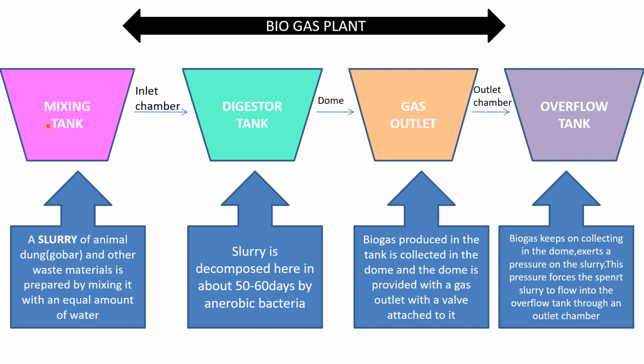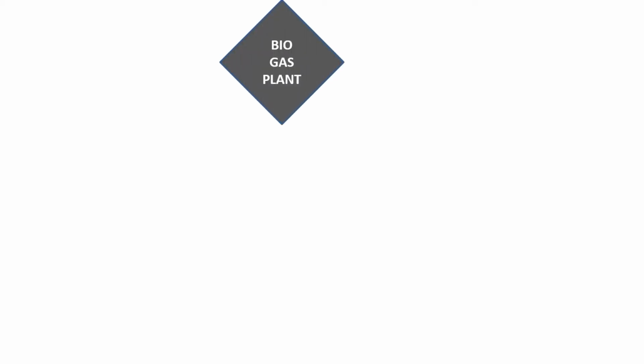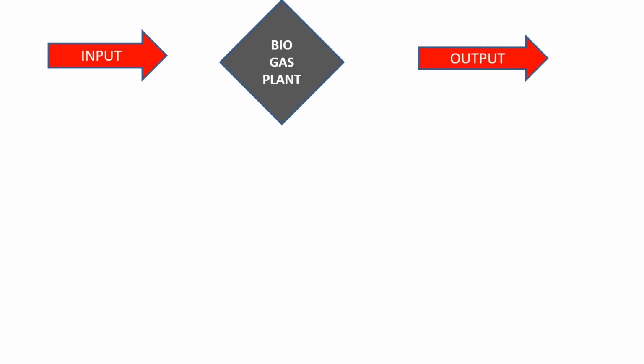So it's very easy to remember the process, you know, when you remember the name of this thing. So mixing tank, inlet chamber, digester tank. ऊपर डोम है क्योंकि इसका नाम है फिक्स डोम शेप प्लांट, तो उसमें गैस आउटलेट है, right. और फिर बाहर भी तो जाएगा कुछ, तो इनलेट चेम्बर है तो आउटलेट चेम्बर भी होगा. मिक्सिंग टैंक था तो फ्लो होता है तो ओवरफ्लो टैंक होगा. This is how you remember the entire thing.